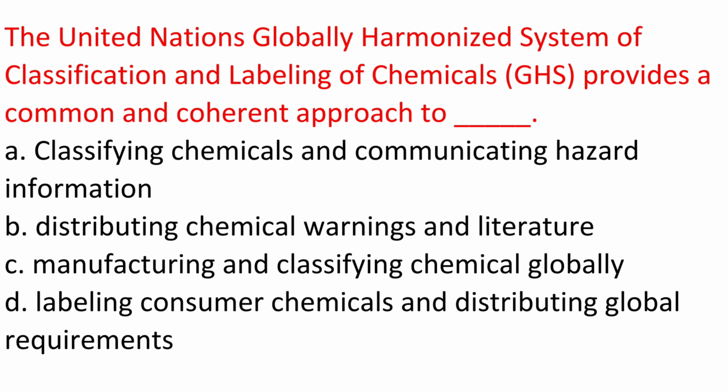Question: the United Nations globally harmonized system of classification and labeling of chemicals, GHS, provides a common and coherent approach to A. Classifying chemicals and communicating hazard information. B. Distributing chemical warnings and literature. C. Manufacturing and classifying chemical globally. D. Labeling consumer chemicals and distributing global requirements.